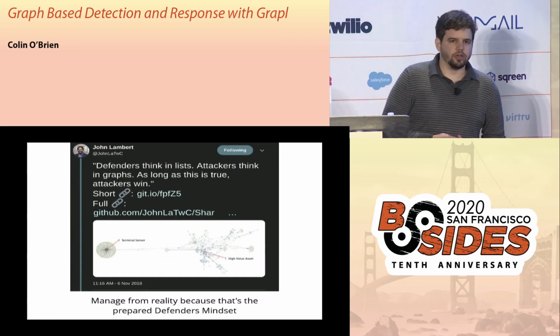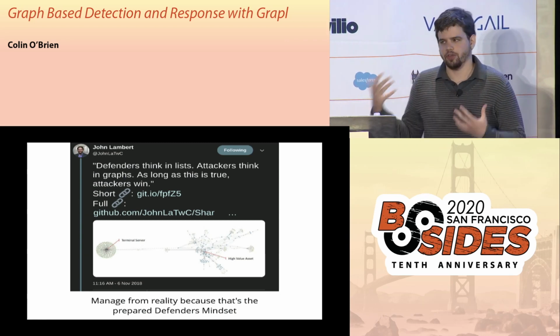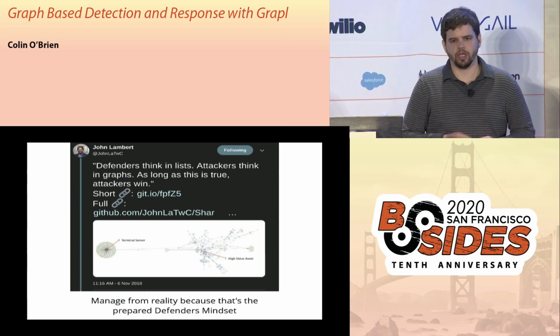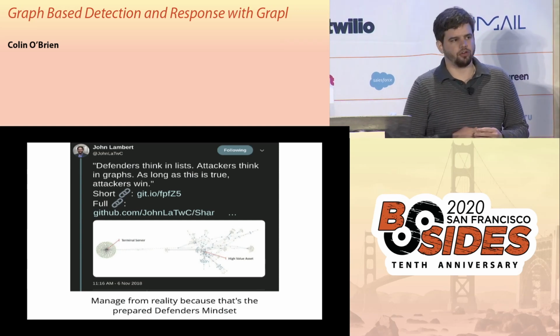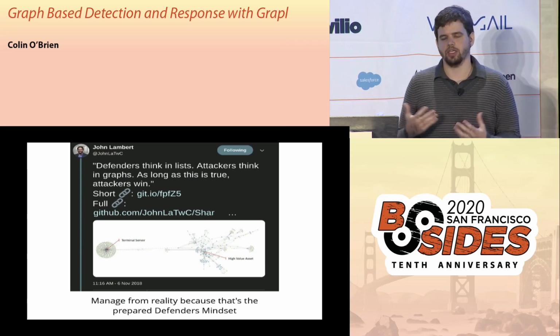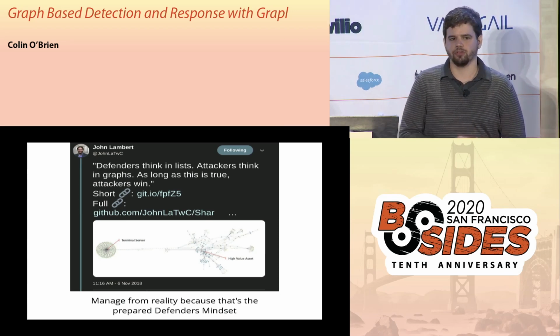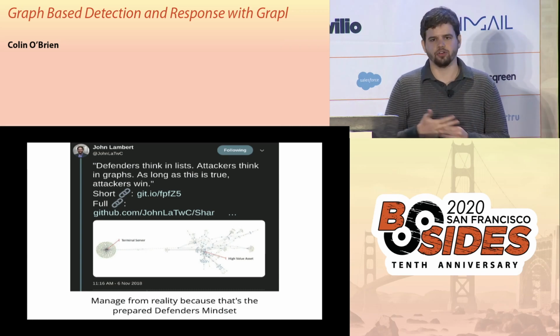In the information security world, we're starting to see graphs gain a lot more traction, unsurprisingly, given all of these other communities that have been leveraging them. John Lambert at Microsoft wrote a post a couple of years ago about his opinions on graphs in InfoSec. And in this post, he makes a statement which many people may have heard at this point. He says, defenders think in lists, attackers think in graphs. As long as this is true, attackers win.